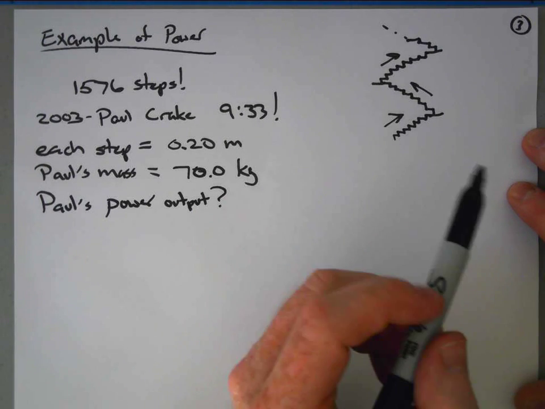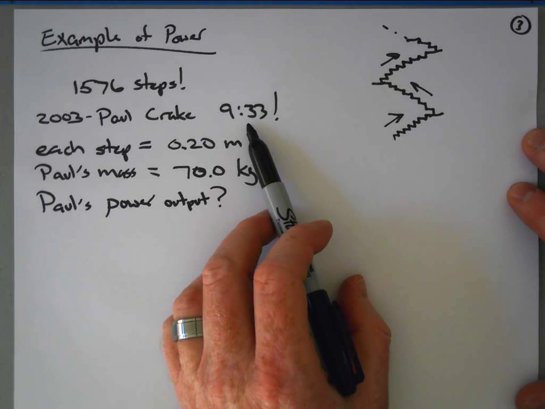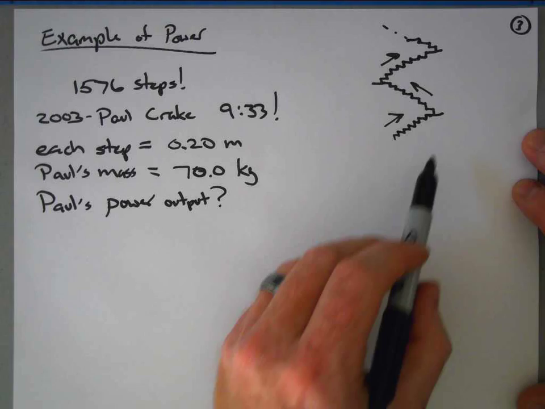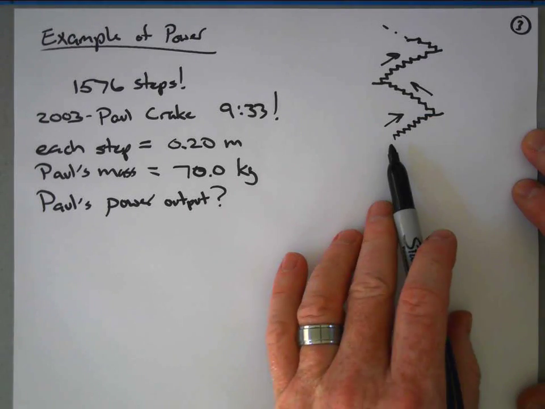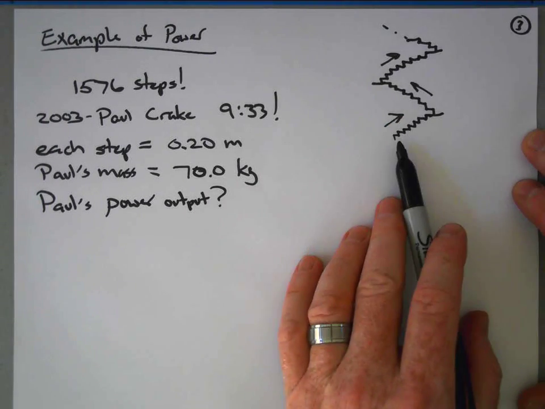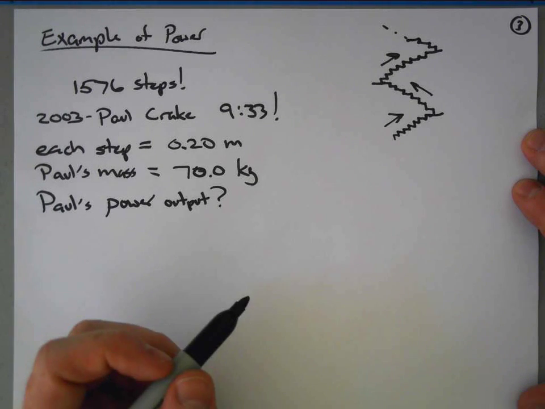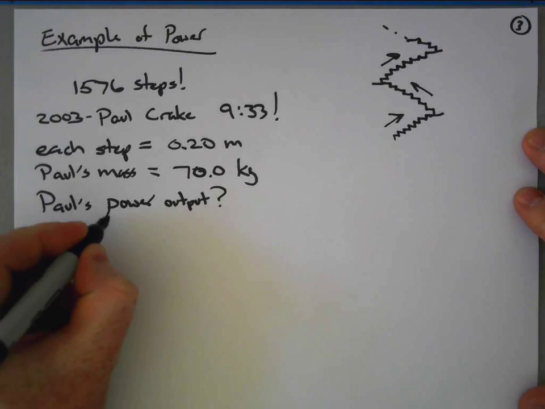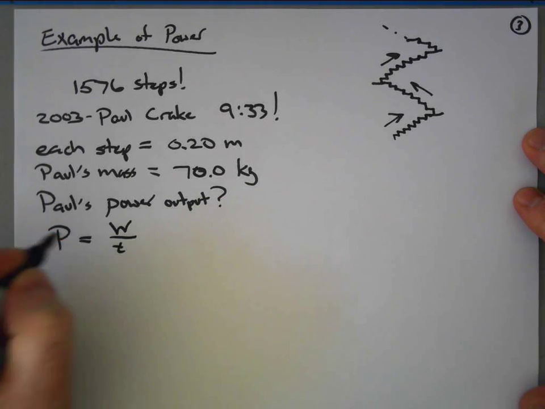And for roughly 9.5 minutes, he was producing enough power to get his whole body, his entire mass, up at a certain rate. Remember, it's not just the fact that he got to the top, it's how quickly he got to the top that really matters here. So we're going to look at the power output. We need to know work done, and we're going to divide that by the time.